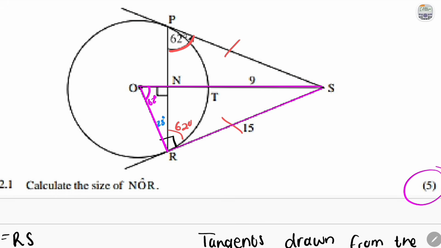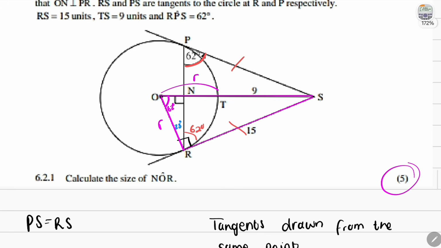I'm just going to say, let the radius be R. And then from O to T, I will also call that R. So it will form an equation which will be in terms of R, and then we can solve for R. I'm just going to take this down as well.